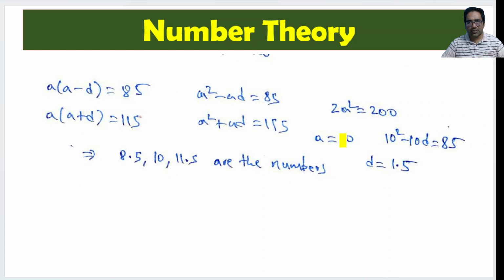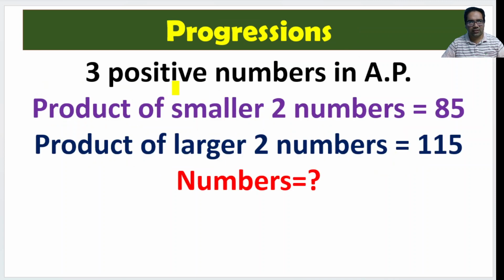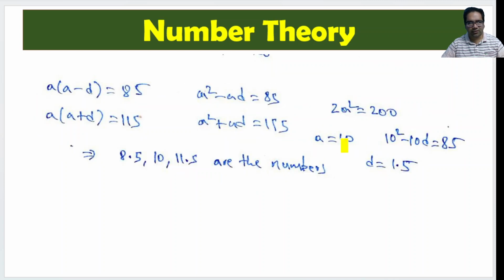a can be plus 10 or minus 10, but we are given that these are positive numbers. That's why let's take only the positive 10. Then let's substitute this 10 in one of these equations. 10 squared minus 10d equals 85. That means d is 1.5. What does that mean? a minus d is 8.5 and a plus d is 11.5. These are the three numbers that we are looking for.